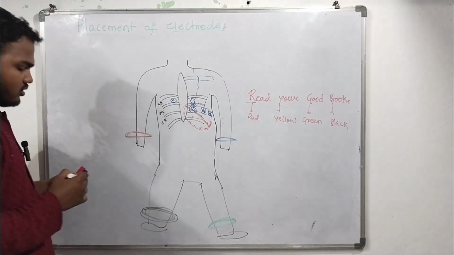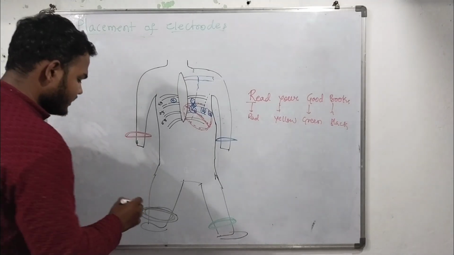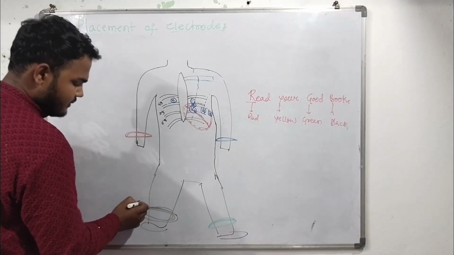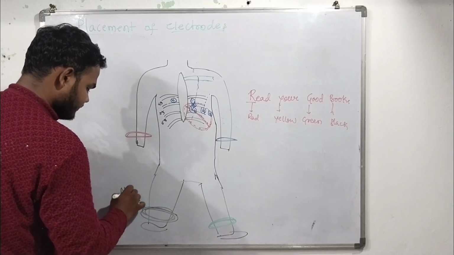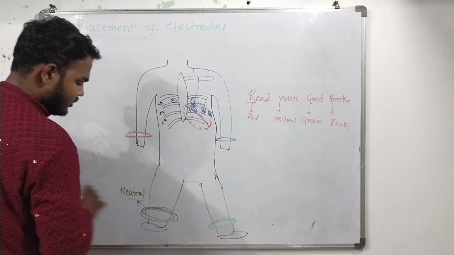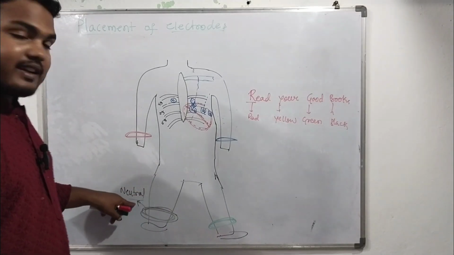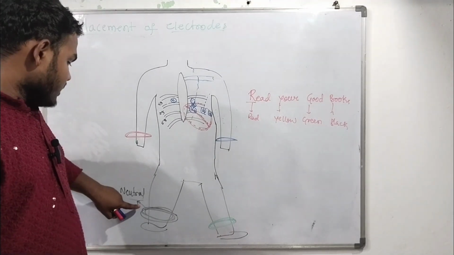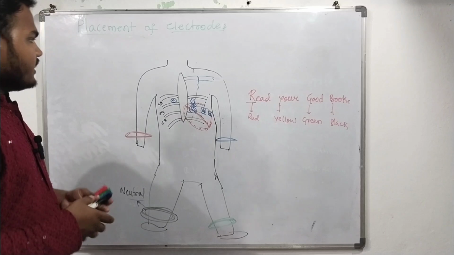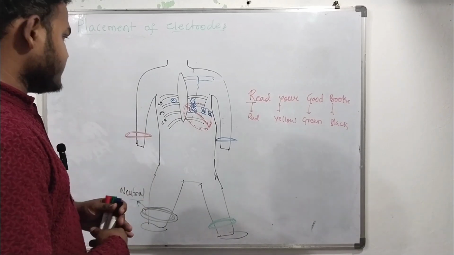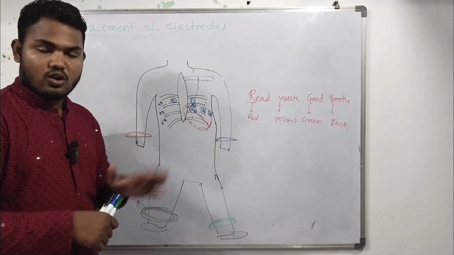Okay, these are the electrodes, and you may know that this black limb electrode is neutral. It does not conduct any electrical activity, it does not show any electrical activity in ECG. So this is the placement of ECG electrodes, not leads.